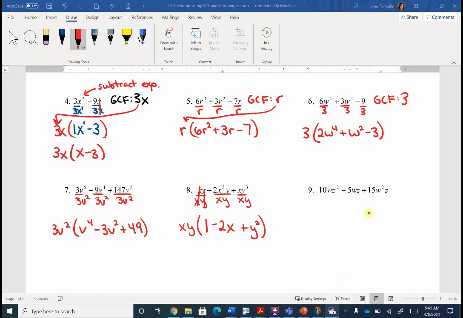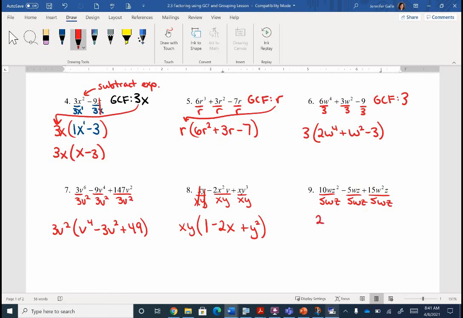All right, let's check out 9. I've had a lot of you asking, Miss Golly, did I do this right? I think I might have got 9. Let's see. Let's try it out. Okay, so what we have in common, it looks like a 5 in common. Everything has a W. And every term has a Z. All right, so now I know for some of us, we talked about subtracting exponents, but those coefficients, guys, we divide those. 10 divided by 5 is 2.